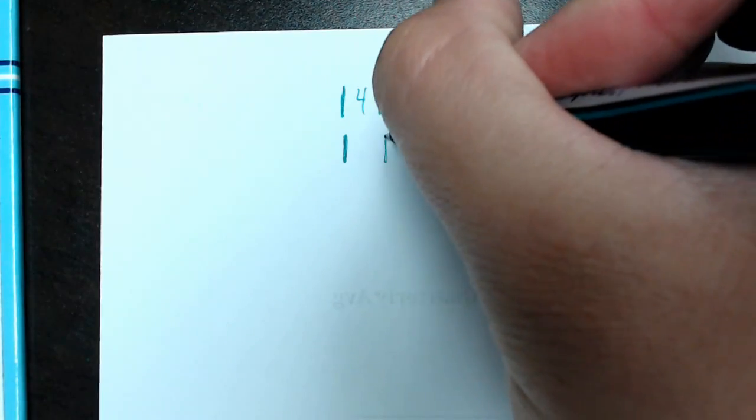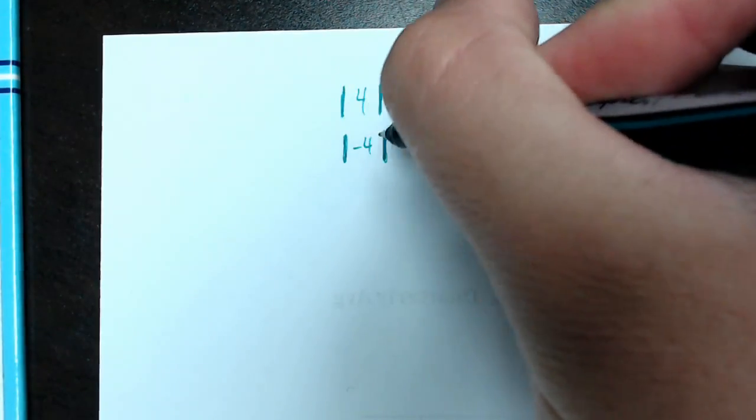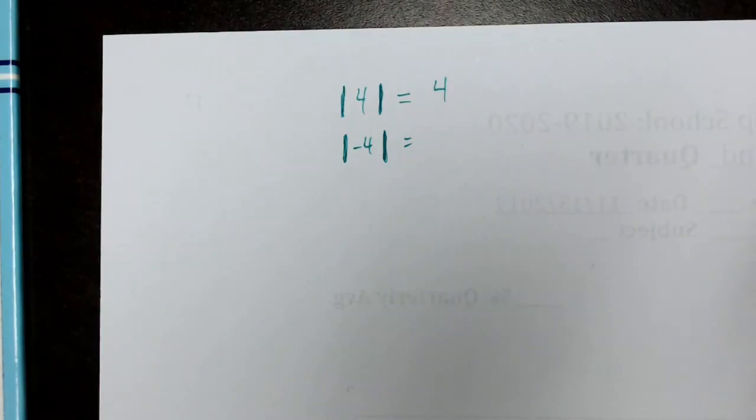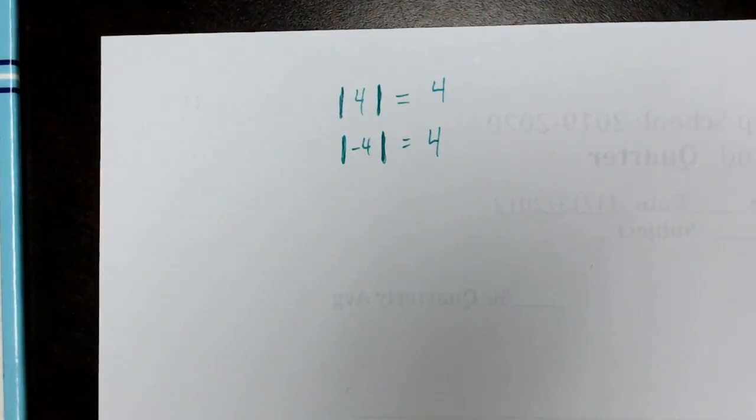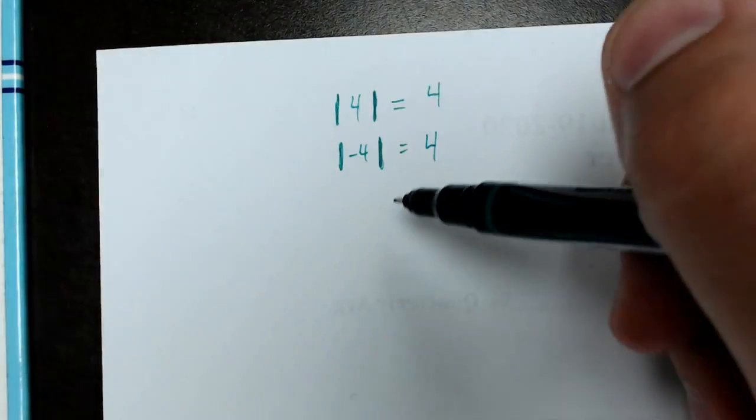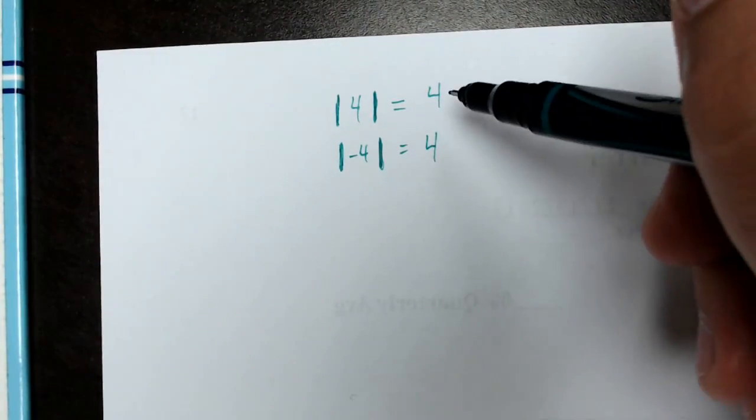Now, let's do something different. Let's say we do absolute value lines and we put a negative 4 in there. Can you guess what the answer is? The answer is also positive 4. This might seem a little silly to some of you. The funny thing about absolute value is it's always a positive value. It's always a positive number.